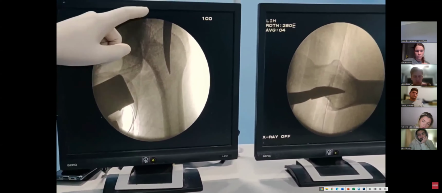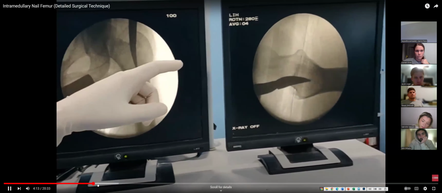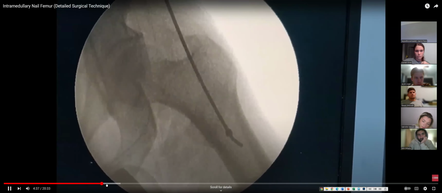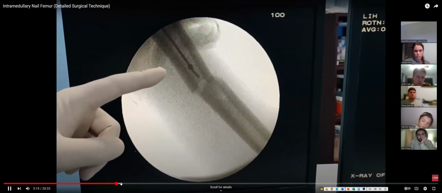And this is looking very nice. There is ample time for this. When you are checking again the guide wire in the distance up to the fracture site.